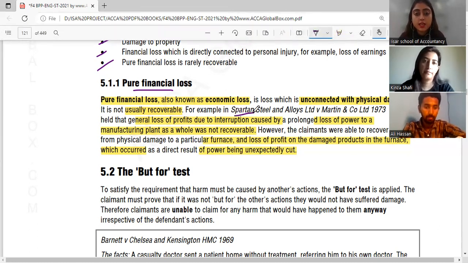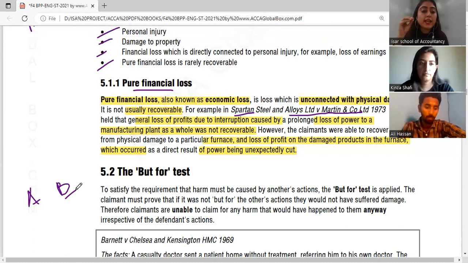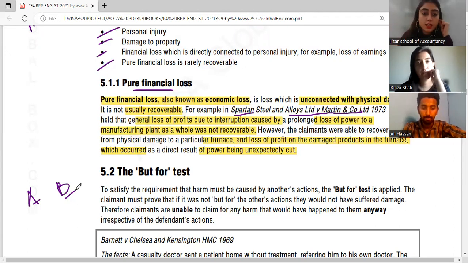And which case are they saying? Spartan Steel and Alloys Limited versus Martin and Company Limited. What is the case? There is a party A and a party B. Party B is responsible for providing electricity to A. Because of that unexpected power shutdown, company A was unable to run its machinery, unable to perform work, and unable to manufacture while the power was cut. So the company suffered purely financial loss, and B was responsible for it. Yes or no? Yes, sir. So this is the pure financial loss.